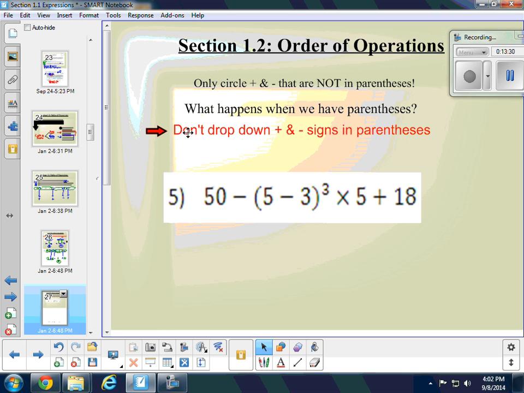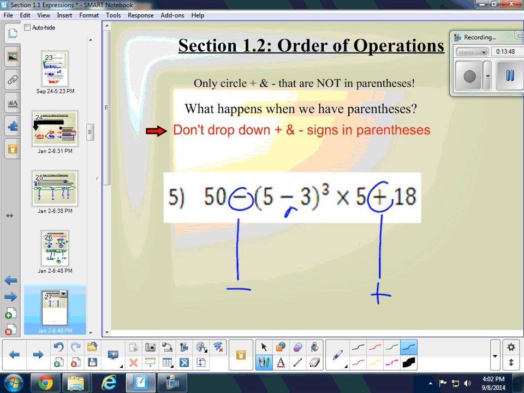We're trying to do PEMDAS, the addition and subtraction last. Parentheses usually is one of the first things we do. So what I'm looking for is here's the subtraction. I'm not going to do that until the end of the problem. And this addition I'm not going to do until the end of the problem. So those I'm going to drop down. Since this subtraction sign's in parentheses, it's actually going to be one of the first things I do if I can. So that's why I will not drop that. Is I'm just not going to drop down the parentheses.